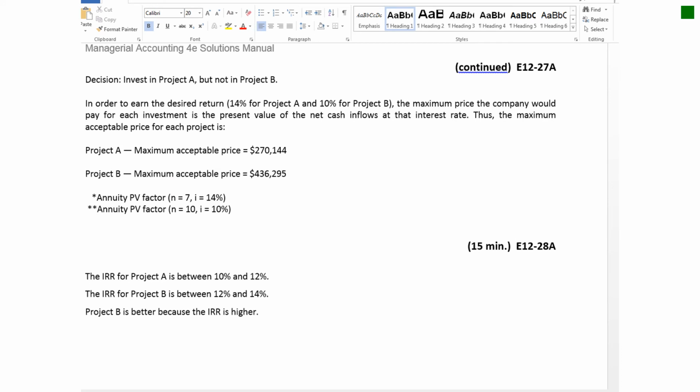So then the other part of the problem asks for the maximum acceptable price. And what that's basically going to be is the present value of those cash inflows. So for Project A, it turned out to be 270,144. And for Project B, it turned out to be 436,295.